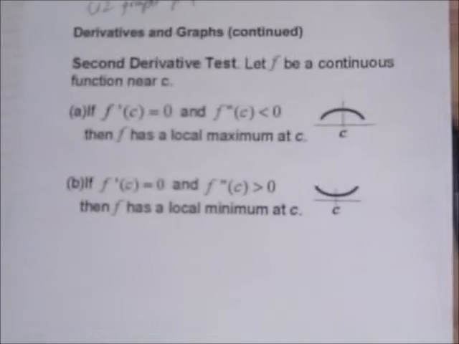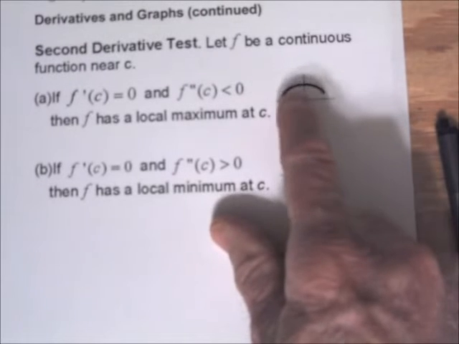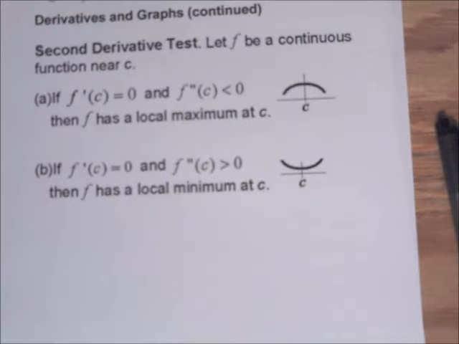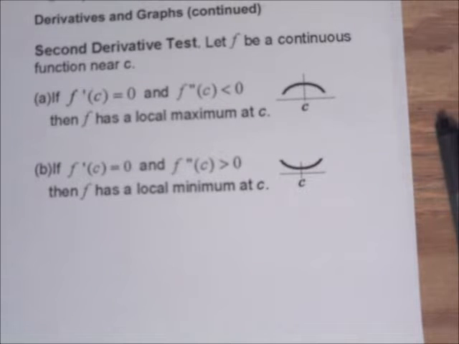Okay, so there's another test called the second derivative test. Let f be a continuous function near c. If f prime of c equals 0, that is, the first derivative is 0, and if the second derivative is less than 0, then f has a local maximum. That means it spills water. That means there's a local maximum there. If the first derivative is 0 and the second derivative is greater than 0, then f has a local minimum. So that's the second derivative test.